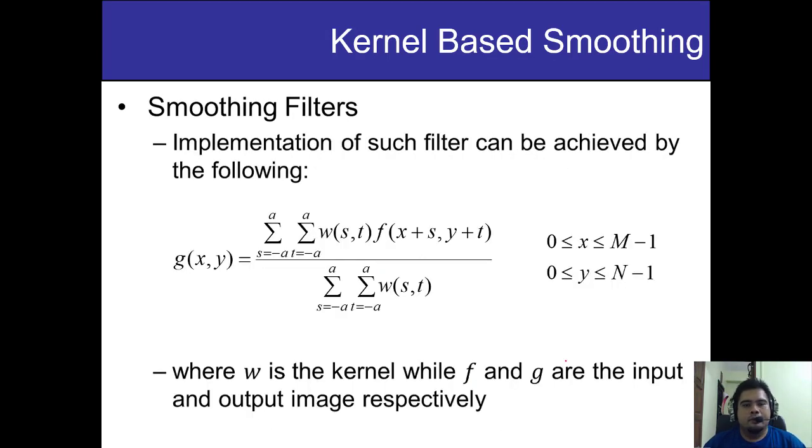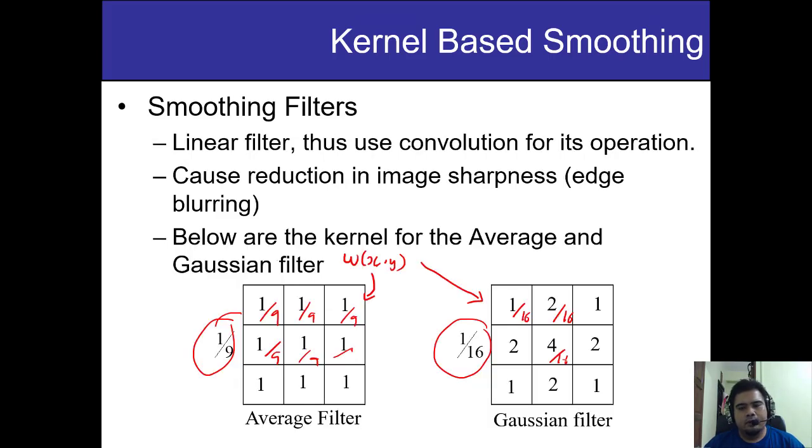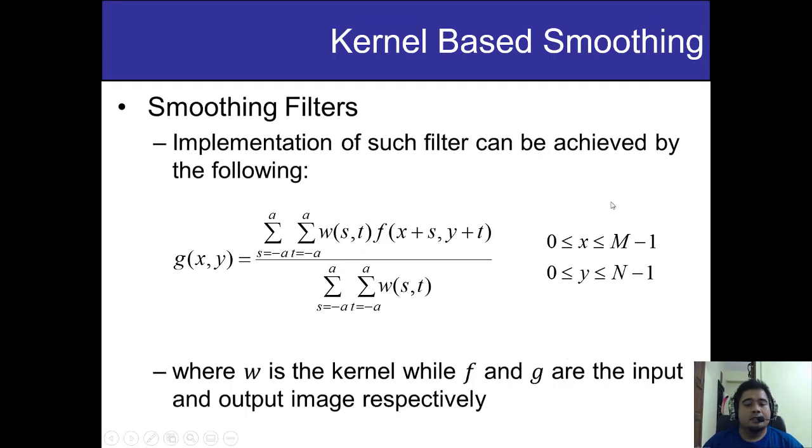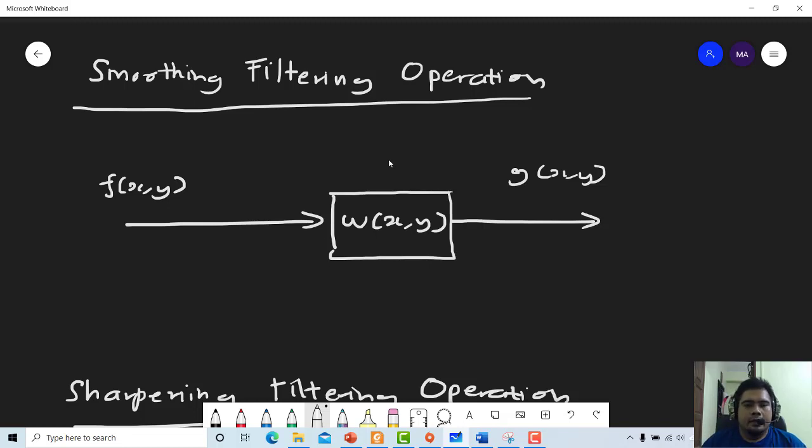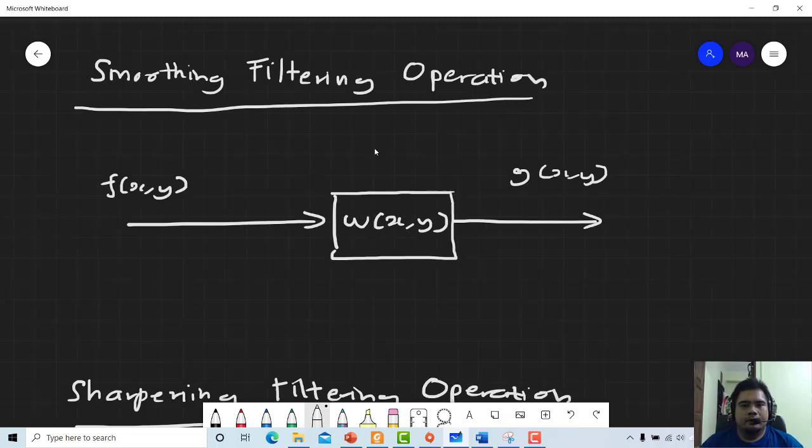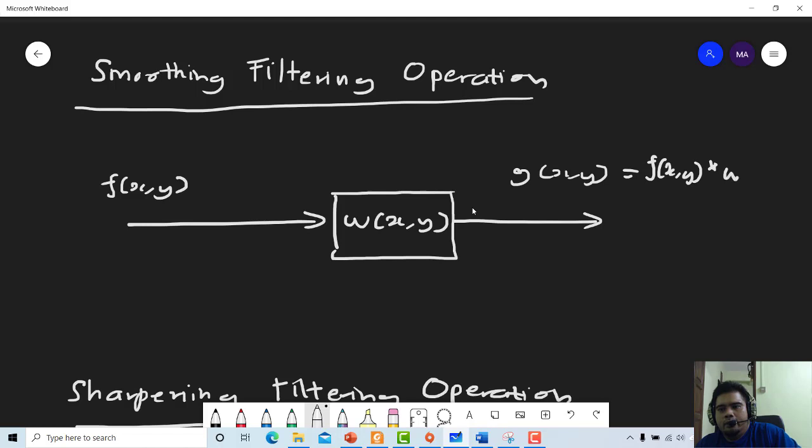In order to compute a smoothing filtering process, whether you are using averaging or Gaussian, you need to do a two-dimensional convolution. This is the same formula that represents a two-dimensional convolution. If I draw the block diagram of the smoothing filtering operation, this is how we graphically represent it. In order to find your g(x,y), you need to do the two-dimensional convolution between f(x,y) and your window w(x,y).